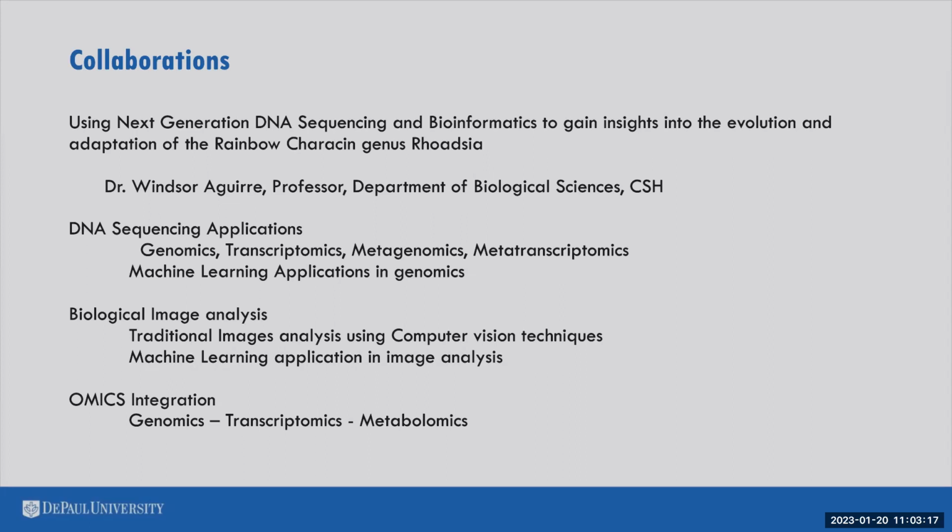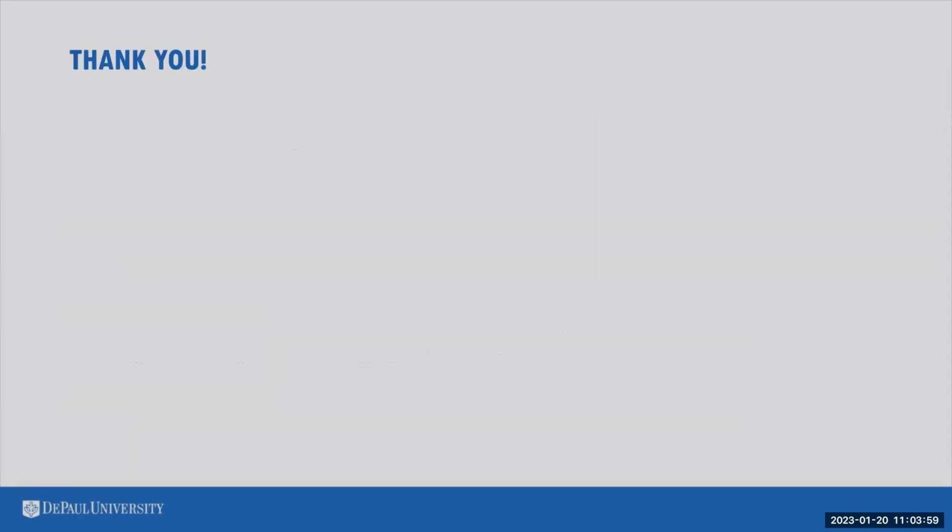I'm generally interested in these areas, right? So DNA sequencing applications, it could be traditional approaches to work with genomics, transcriptomics, more metagenomics, metatranscriptomics, also bringing in machine learning, same thing with images as well. And one other thing that I'm always interested in working with is trying to integrate omics data. We have genomics and transcriptomics, but not necessarily metabolomics. So maybe if there are data sets, it could be interesting to do some integration studies. I think that is all I had.